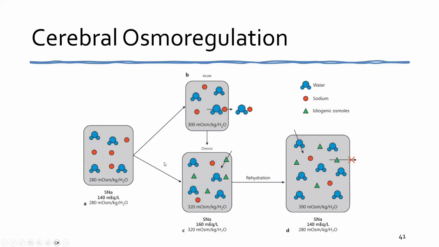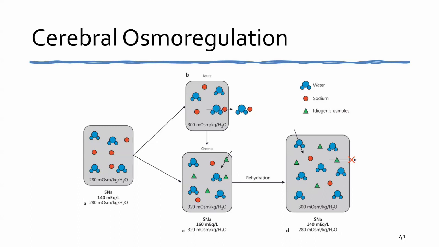Cell C over here is chronic hypernatremia, which either can be from a slower development of the hypernatremia, or it can develop from untreated acute hypernatremia. So in this case, the brain adapts by generating and accumulating idiogenic osmoles, which are these little green triangles. So idiogenic osmoles are organic molecules. They're usually things like amino acids or amines. And so the brain generates them and accumulates them to maintain the intracellular osmolality and prevent this water from being extracted and prevents cellular dehydration.